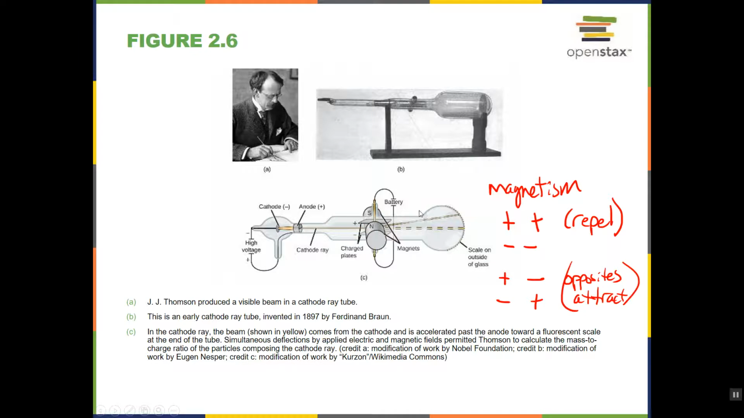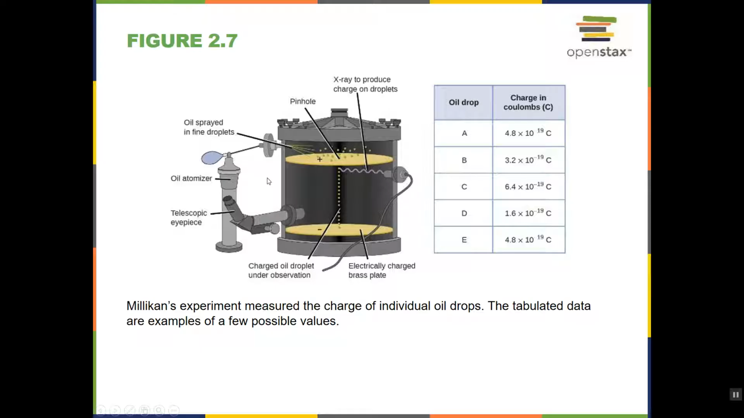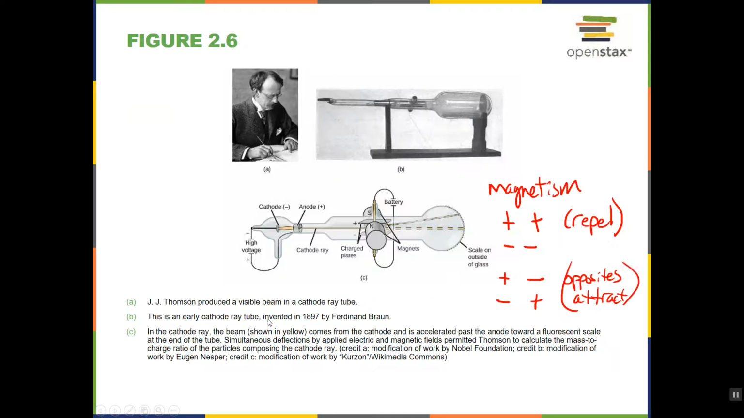Quite a simple experiment. And what this showed them was essentially that you've got a particle that was negatively charged, and eventually it became known as the electron, or the electric ion.